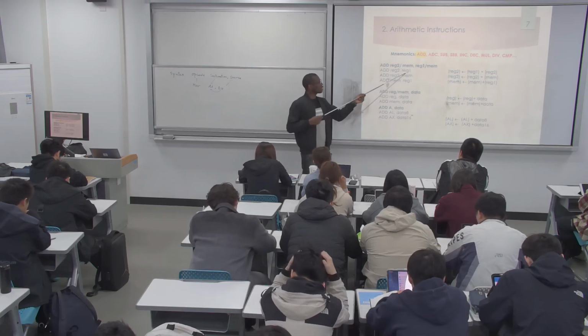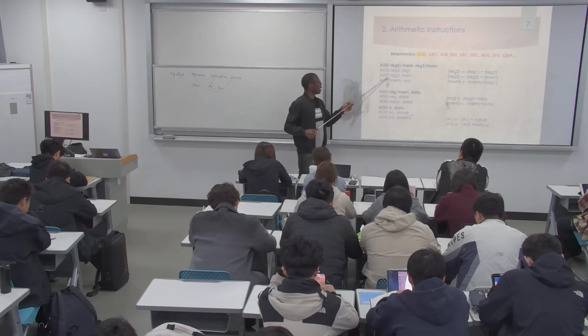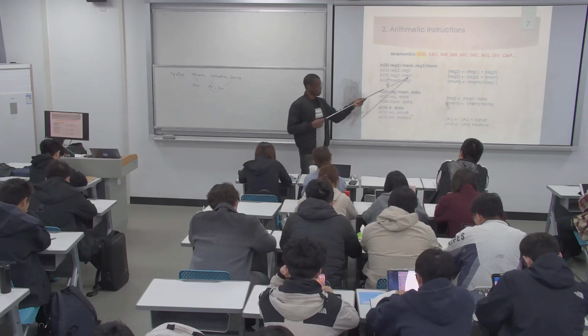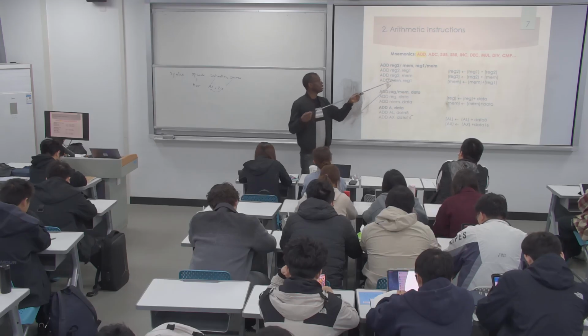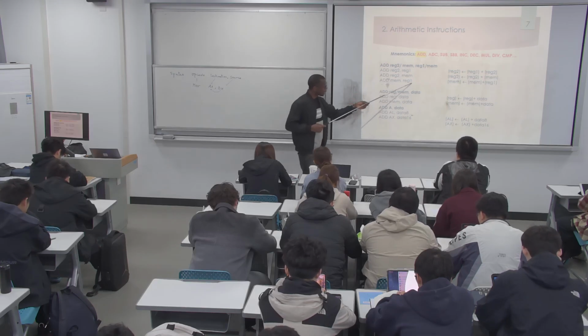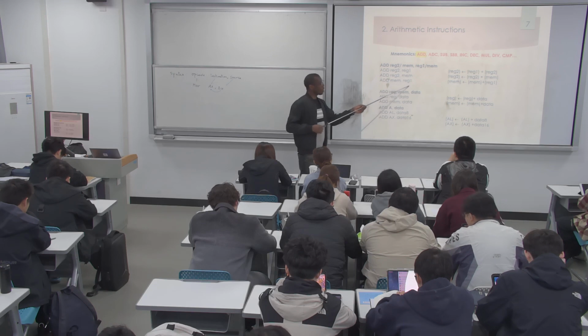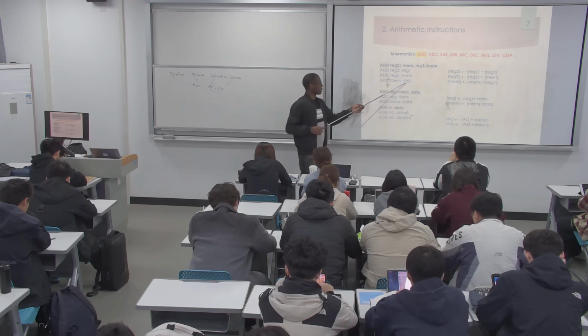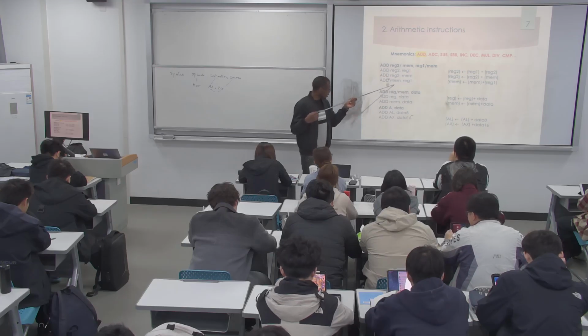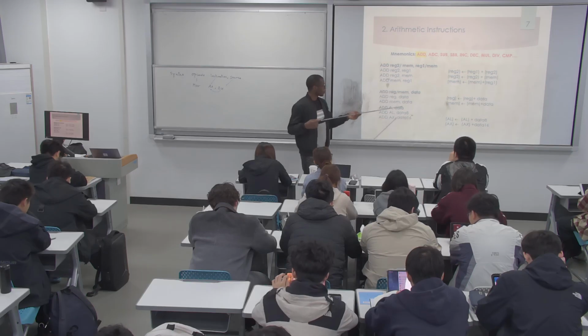So this is the source and this is the destination. We add the content at this memory location to the content in the register number 2, and the result will be in this register. Now, we can also add content from a specific register to the content in a memory location, then store the result at this memory location.